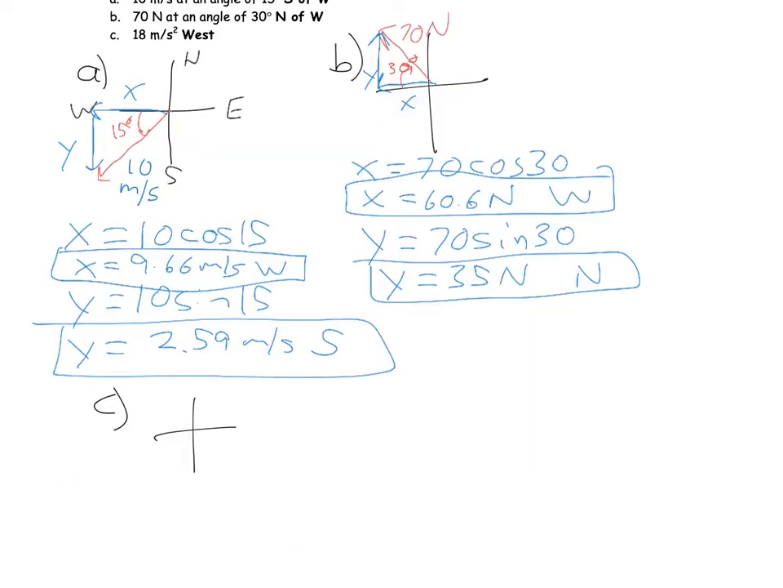Moving on to C, we see that our vector is 18 meters per second squared west, so it would just be a line going directly west, which means that my x component is 18 meters per second squared west, and my y component is simply 0. There is no y component here.